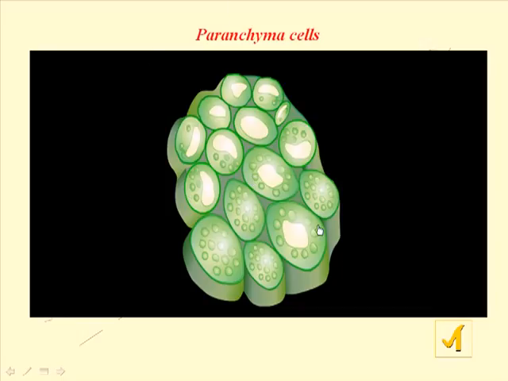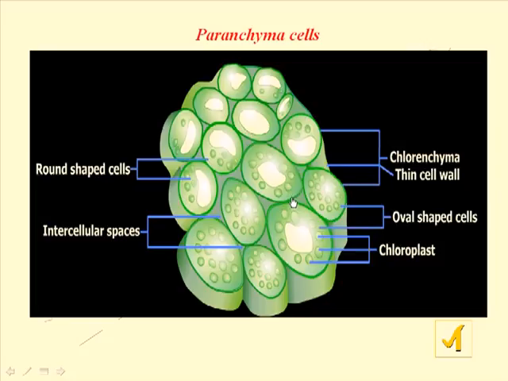Starting with the simple tissue, a tissue with cells of similar structure and function is called a simple tissue. It is of three types: parenchyma, collenchyma and sclerenchyma. One of these is the parenchyma cells. It is generally present in all organs of plants. It constitutes the ground tissue in a plant.